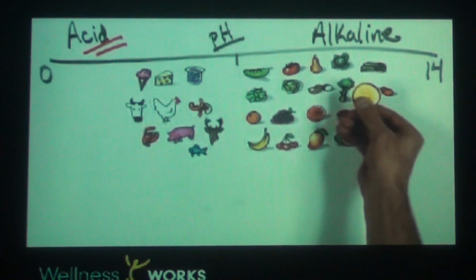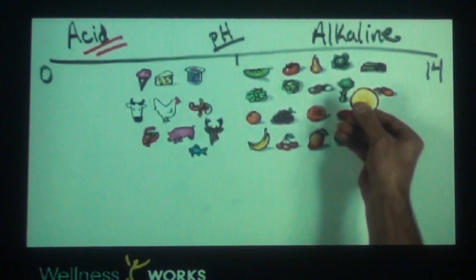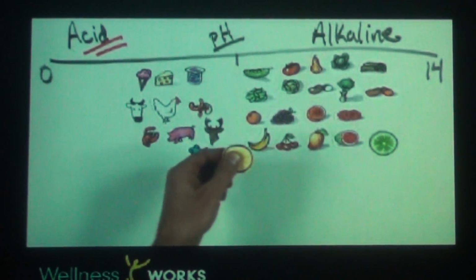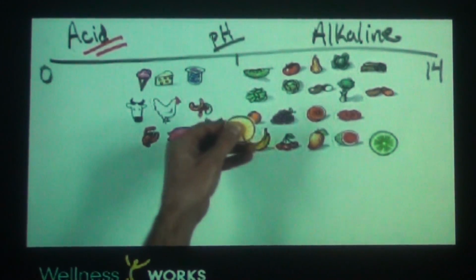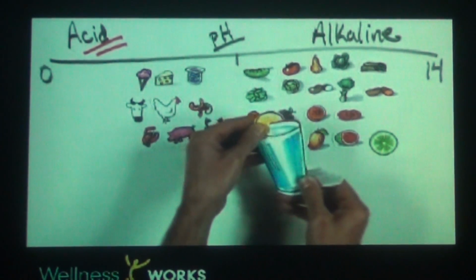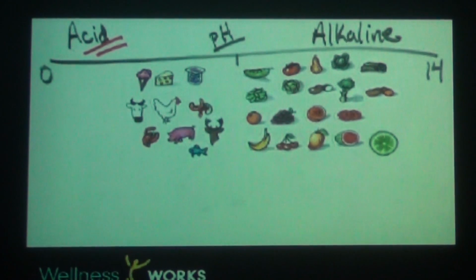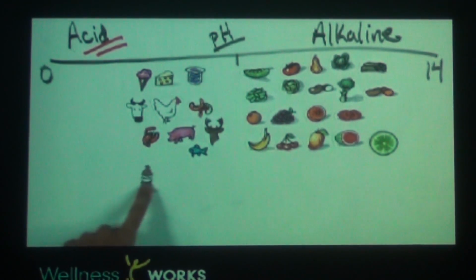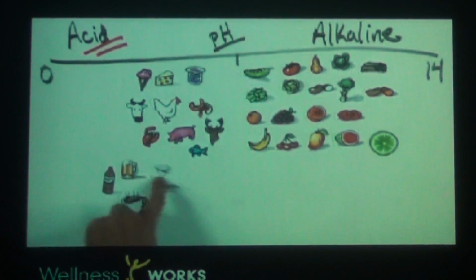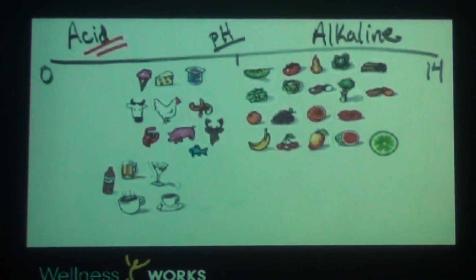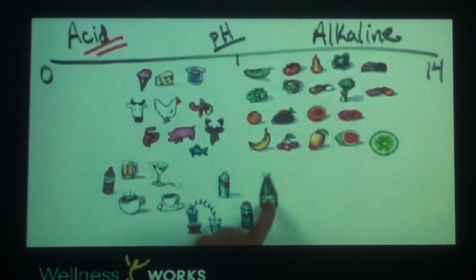However, their end product after digestion is more alkaline, making lemons alkaline forming in the body. A simple way to increase the alkalinity of a glass of water is to add a slice of lemon or lime. Let's see where popular drinks fall on the pH scale. We have soda, beer, coffee, alcohol, and tea. And how about water? Well, let's look at distilled water, bottled water, spring water, and mineral water.